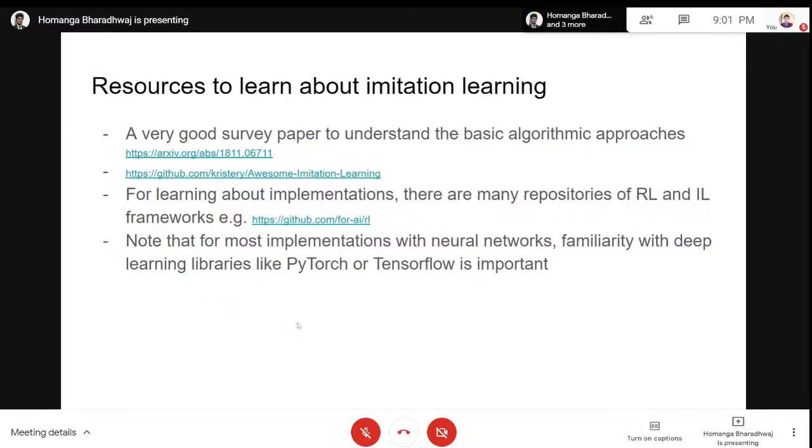And note that for most of the implementations, because we are not doing just reinforcement learning, but deep reinforcement learning, familiarity with Python libraries like PyTorch or TensorFlow is important, because these are what are used to design the algorithms.